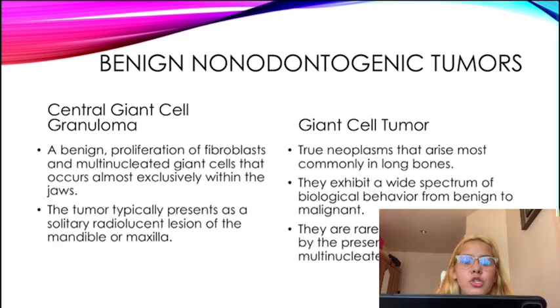So this is central giant cell granuloma, a benign proliferation of fibroblasts and multinucleated giant cells that occurs almost exclusively within the jaws. The tumor typically presents as a solitary radiolucent lesion of the mandible or maxilla. Giant cell tumors are true neoplasms that arise most commonly in long bones. They exhibit a wide spectrum of biological behavior from benign to malignant. They are rare but characterized by the presence of numerous multinucleated giant cells.